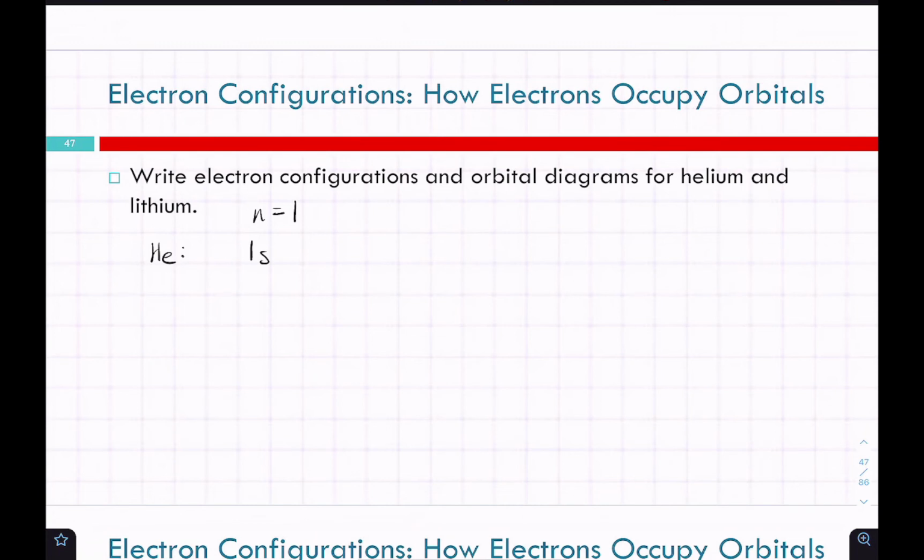And then the number of elements in the row, or the element's position in the row, tells you how many electrons it has. So helium is the second element in the first row, so it has 2 electrons. For its electron configuration, we say it's got a 1s orbital, and in that 1s orbital, 2 electrons.